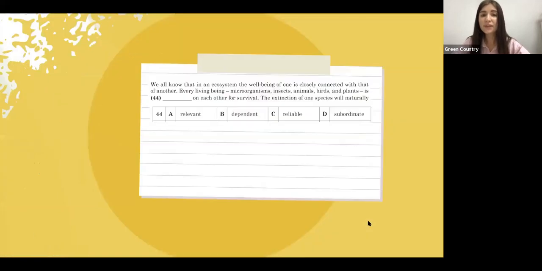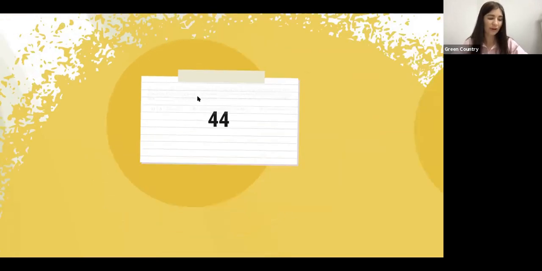Question next, 44. It's the next part, but also use of English. Let's read. Every living being, microorganism, insects, animals, and so on, plants, is something on each other for survival. What do you think is here? We also have four kind of synonyms, but we have the preposition "on." Only one word here can use this preposition on, and you're exactly right, it's dependent. To depend on means to need someone or something. So in this question, we need to look at prepositions. Don't forget about them, they can help you a lot. 45.